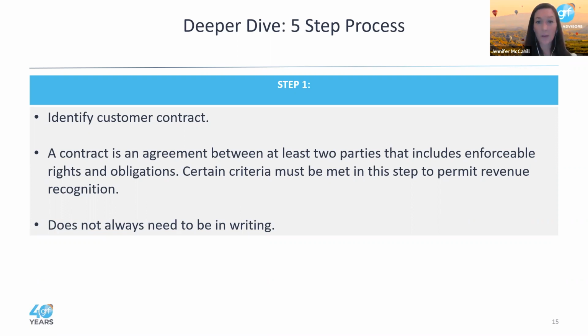It must have commercial substance. There must be an approval and a commitment by each party to fulfill the contract. The payment terms and the rights have to be identifiable, and it's probable that you'll collect. So within this, there are some subsections that you do need to meet in order to permit revenue recognition.